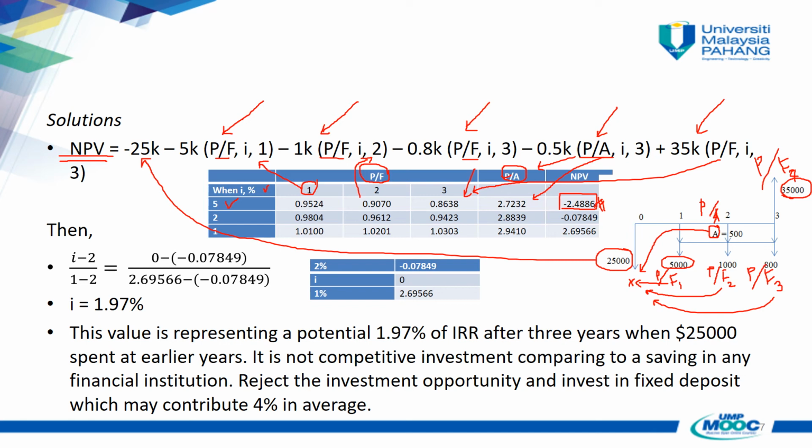In our case here, I try to use 2% first, and then I refer back to the compound interest table, and we insert the values for the first, second, and third year from P over F, and again P over A for each of those. Then I will see that our NPV here, if we use 2% interest, we still get a negative value.